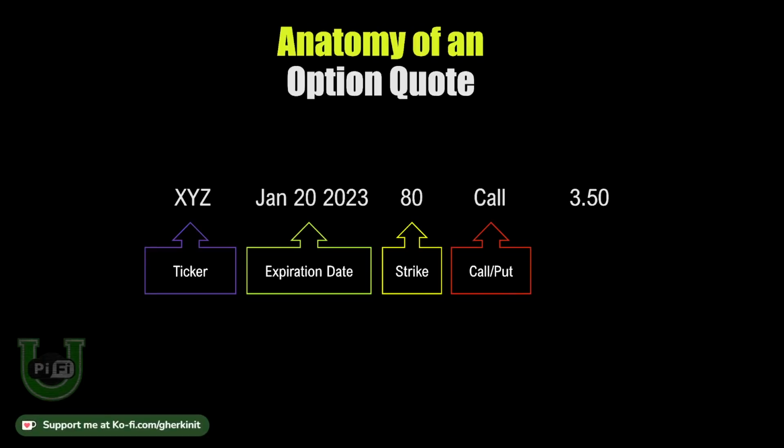Then it will define whether it is a call or a put. Sometimes it will say call or put. Sometimes it will be listed with a C or a P. And on a few occasions, it will be color coded green for call, red for put. Finally, the premium. This is the price you pay to buy to open the contract.